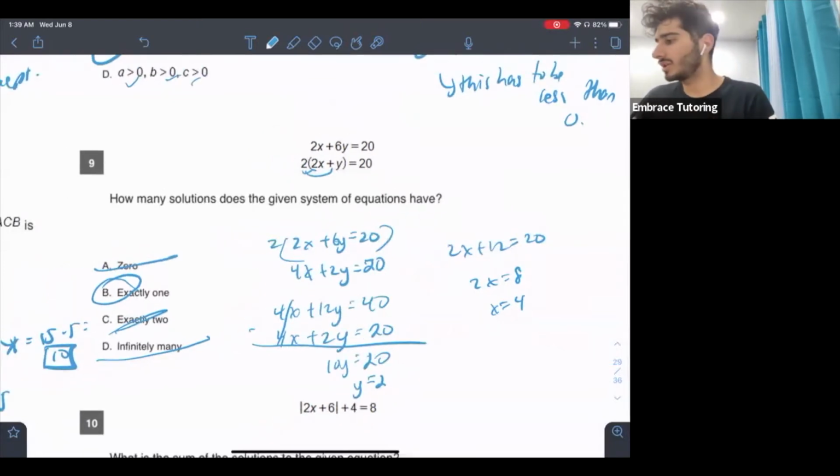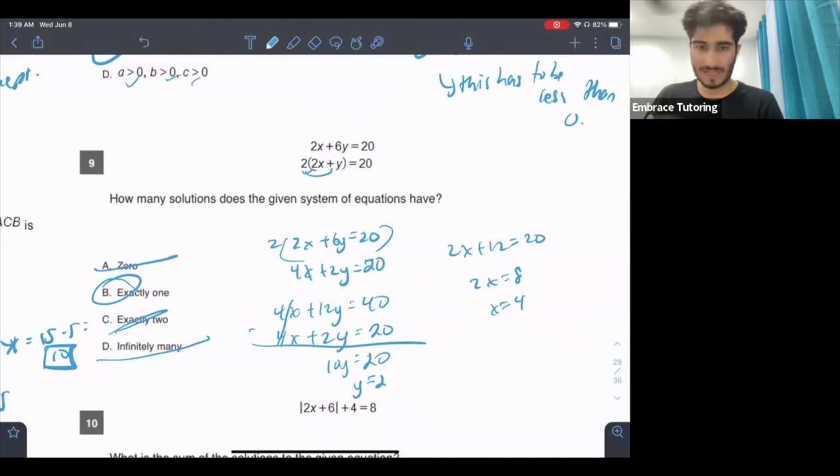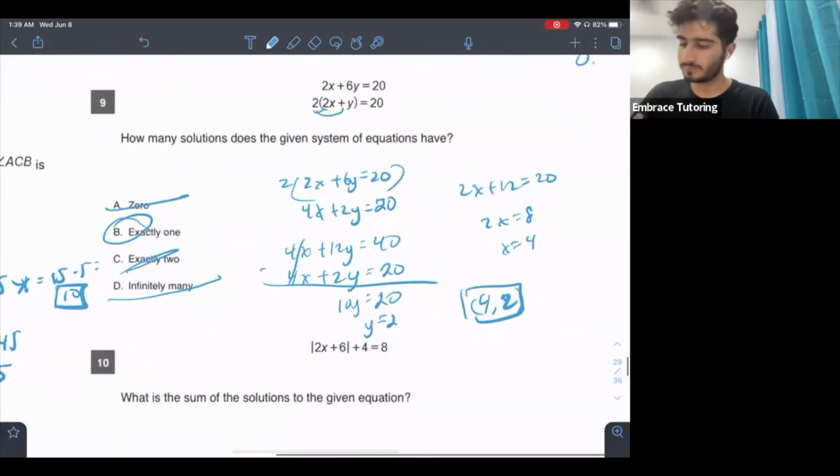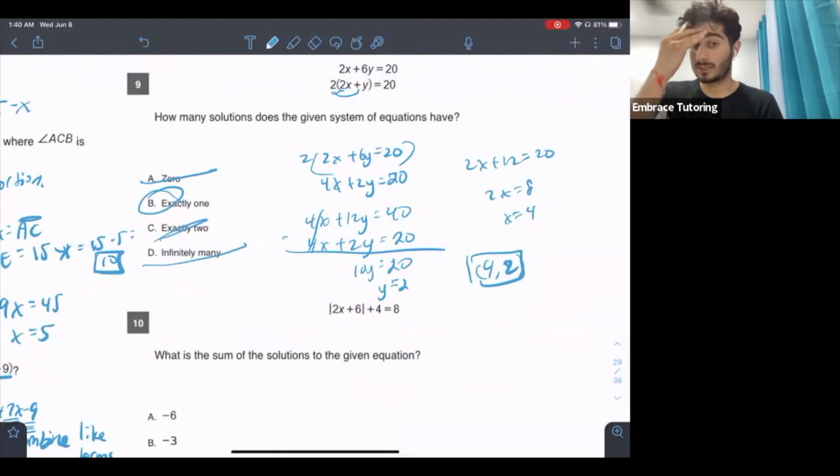So this is how I know question 9 is choice B, exactly 1, because you can solve it and get only one solution, an x and y coordinate, which is why it's exactly 1, choice B.